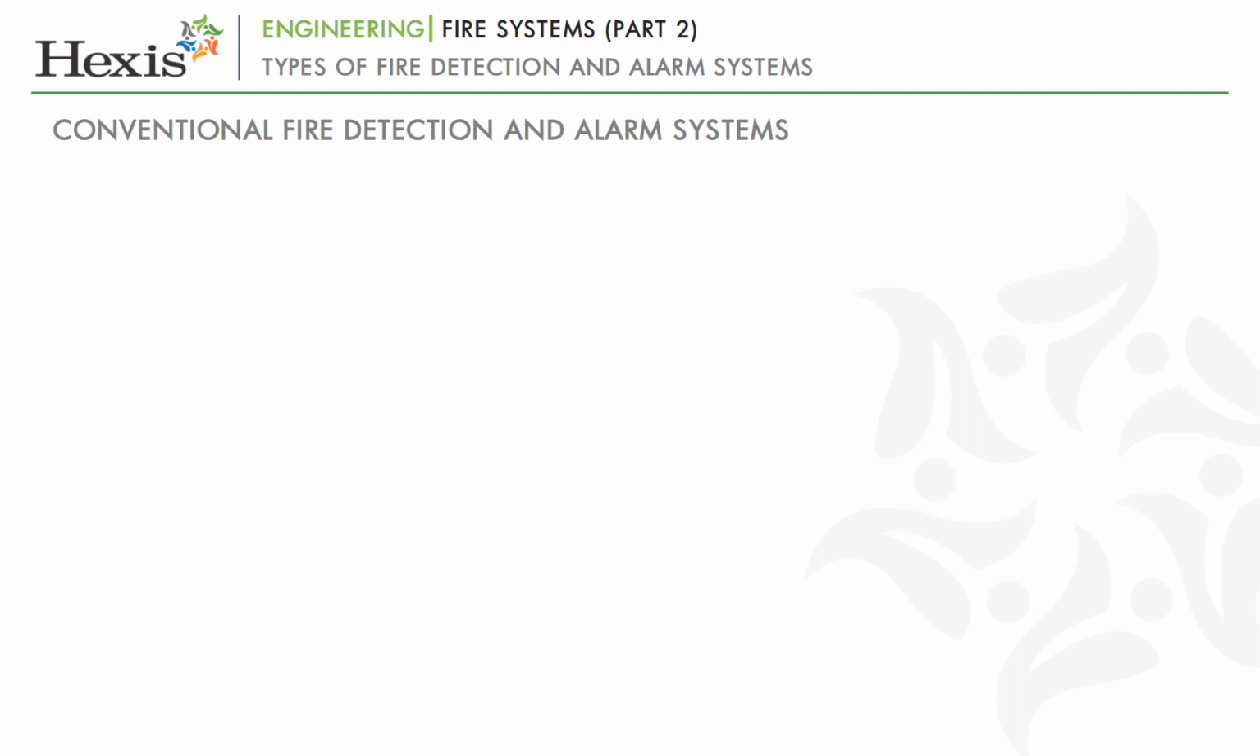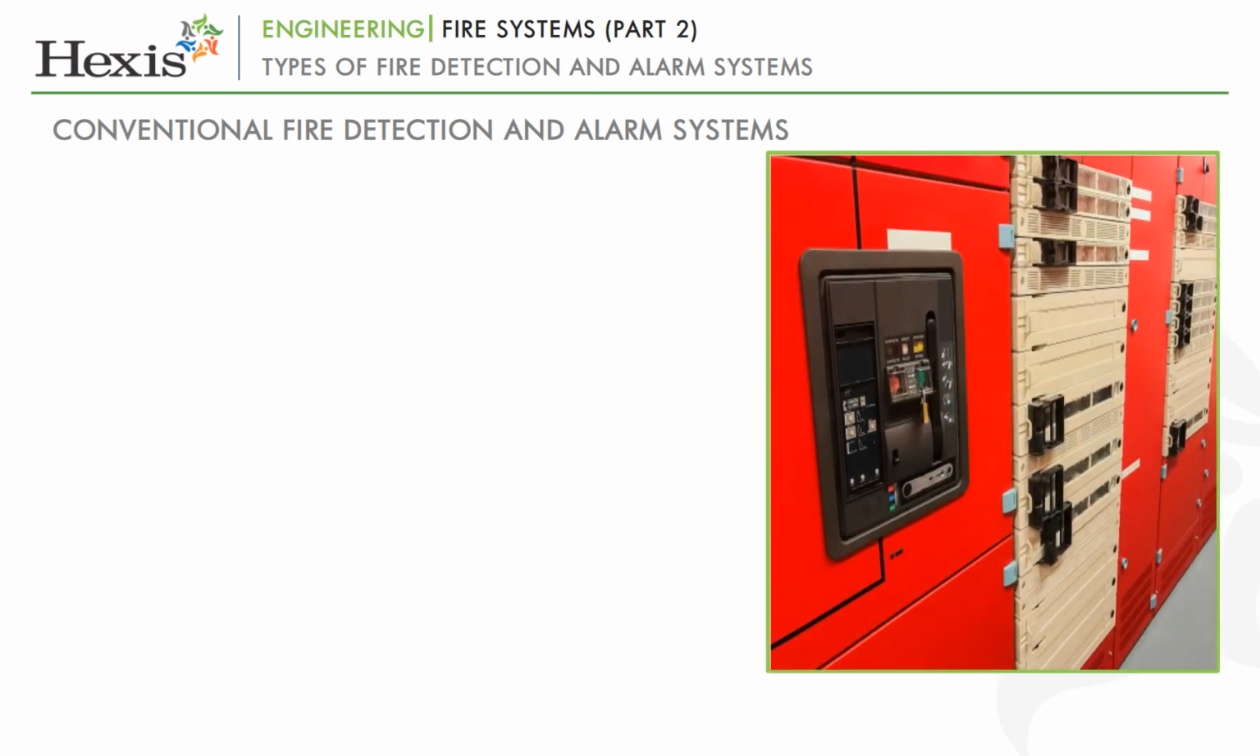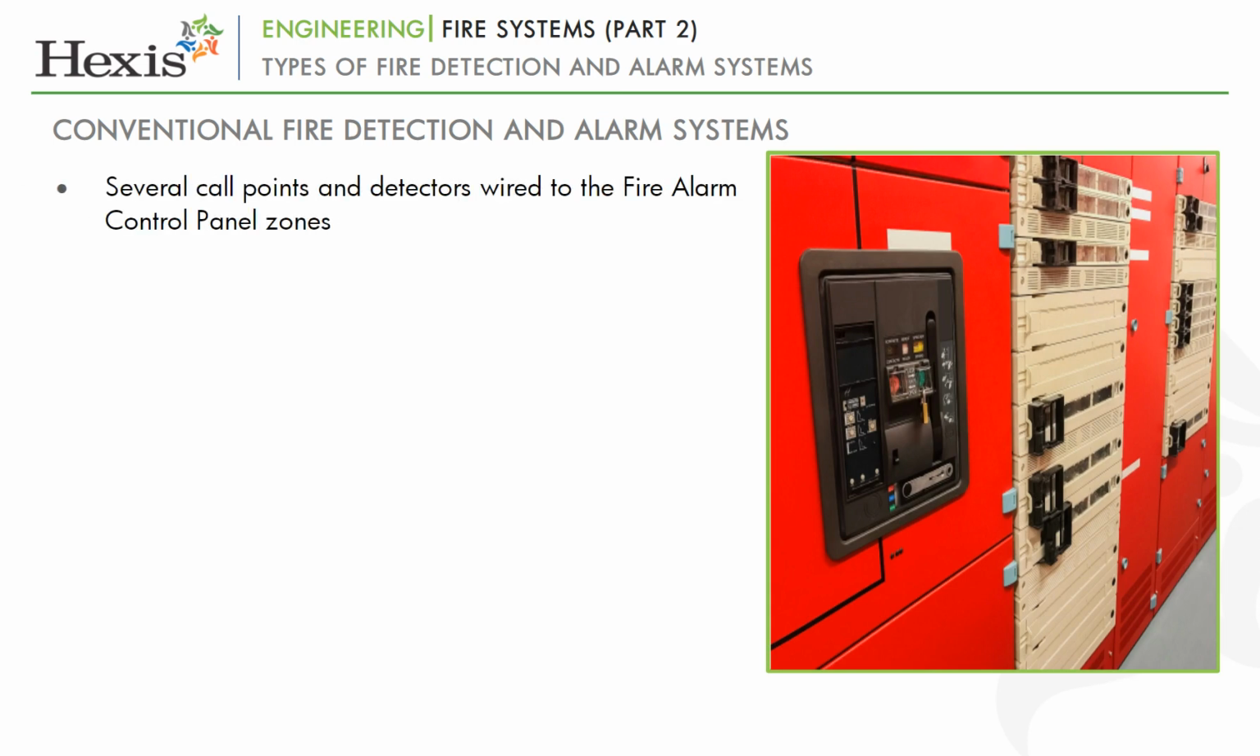Now let's see how conventional fire alarm systems work. In a conventional fire alarm system, several call points and detectors are wired to the fire alarm control panel in zones. A zone is a circuit, and typically one would wire a circuit per floor or fire compartment. The fire alarm control panel has several zone lamps. The reason for having zones is to give a rough idea as to where a fire has occurred. This is important for the fire brigade and of course for the building management.